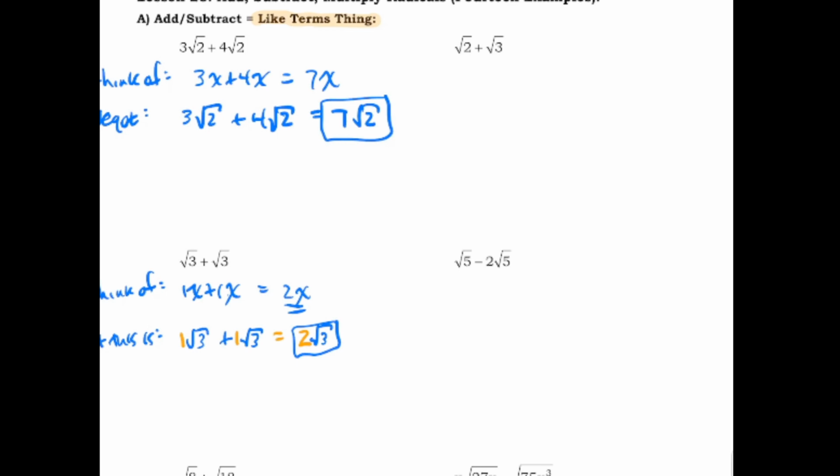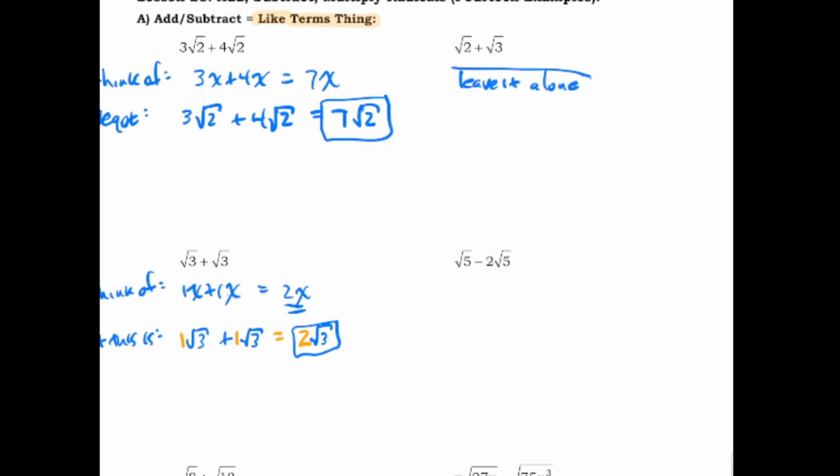Question, are they like terms? Well, that's a root 2 and that's a root 3. They're different. They're not the same kind of terms. They're not the same kind of pattern. So leave it alone is what you do here.